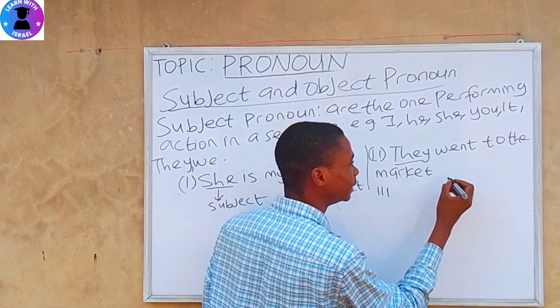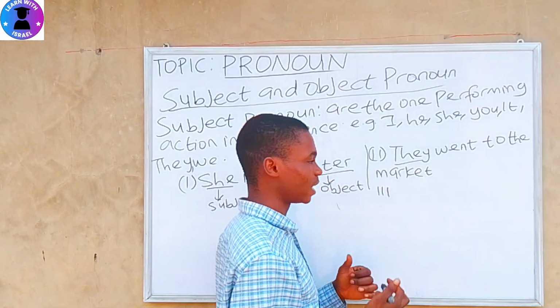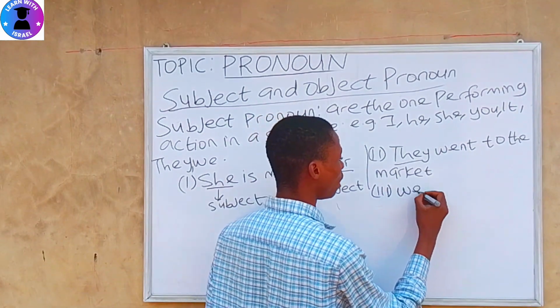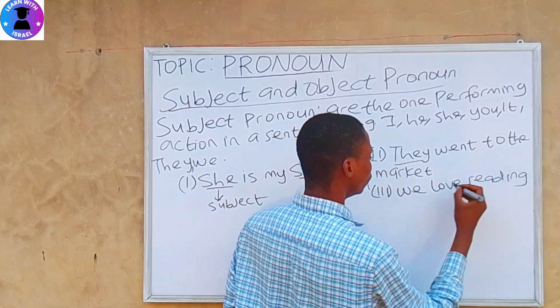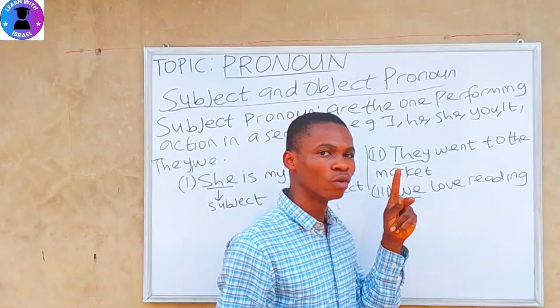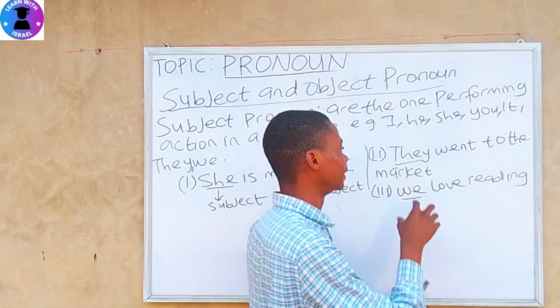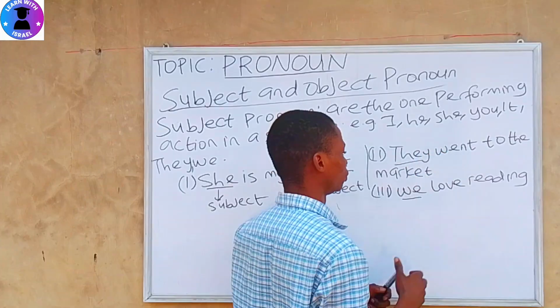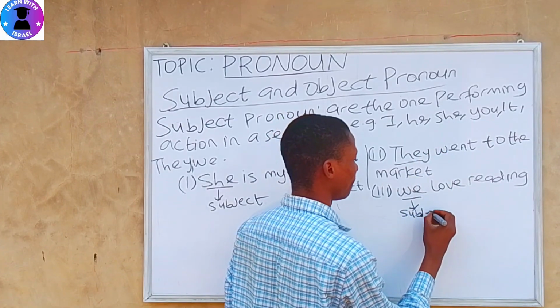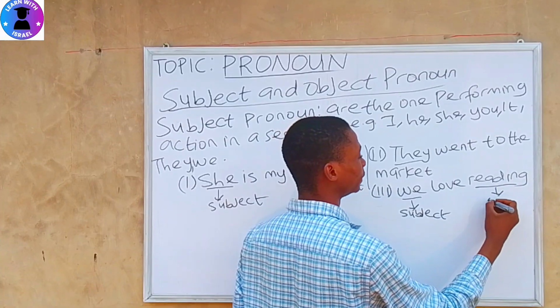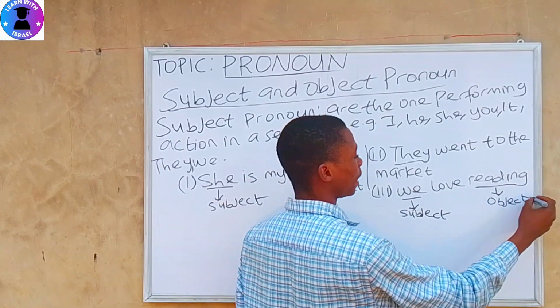And market is the object, the one receiving the action. We love reading. We love reading. And when they say "we," it represents two people or more. Once it is "they," it is more than two. So, we love reading. "We" is the subject, while "reading" is the object, the one receiving the action.